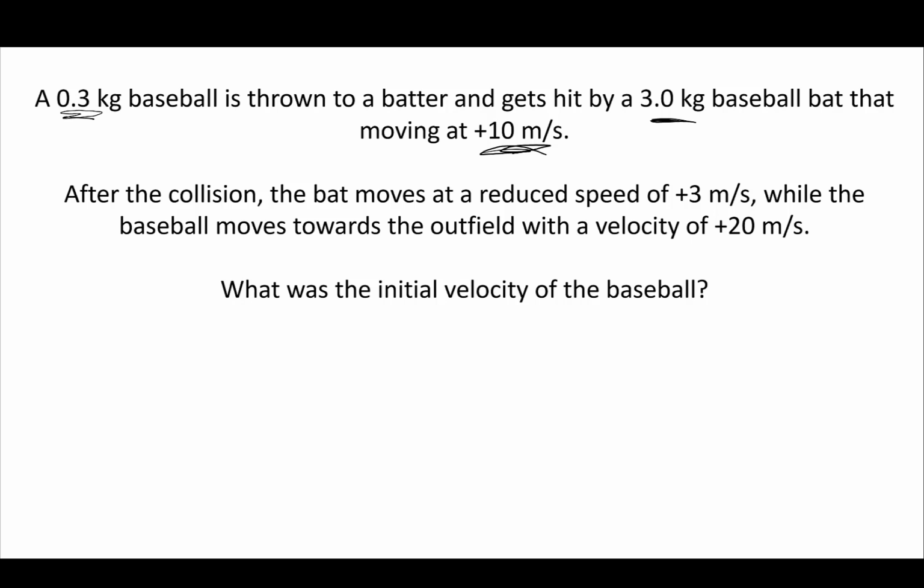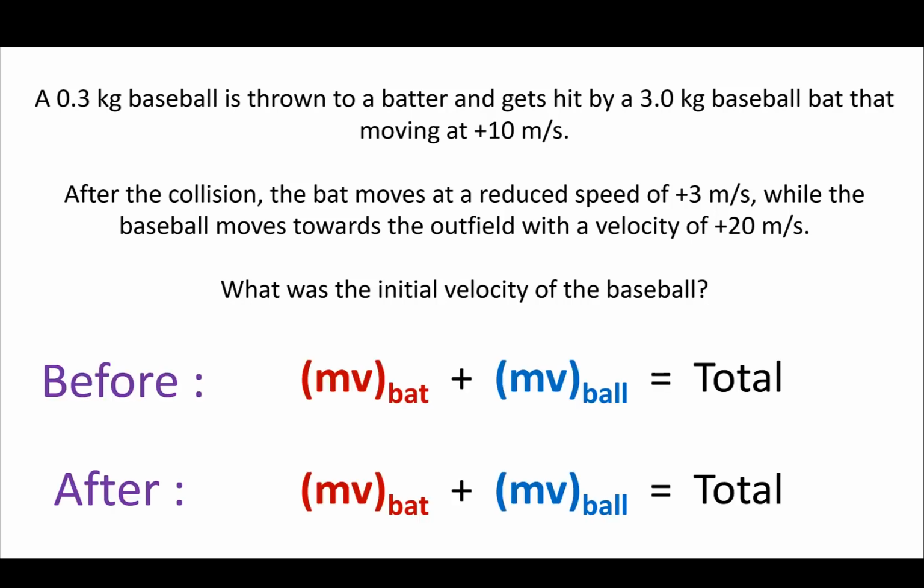After the collision, the bat moves at a reduced speed of 3 meters per second, so the bat slowed down when it hit the ball, and the baseball moves towards the outfield with a velocity of 20 meters per second. So what was the initial velocity of the baseball? It was missing because that's what we want to find. So let's set up our formulas.